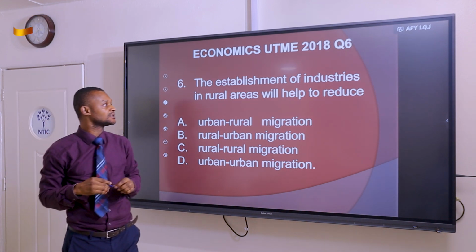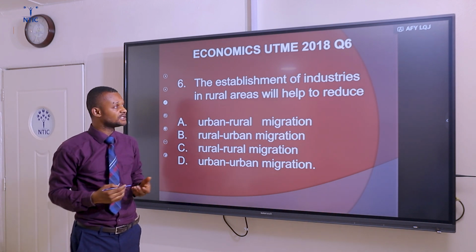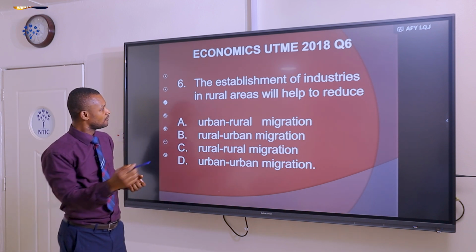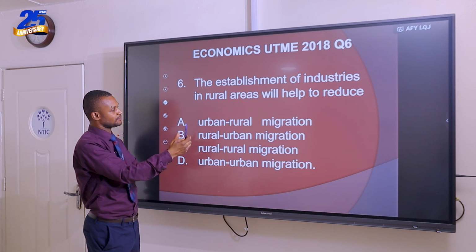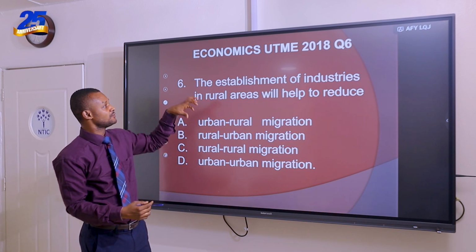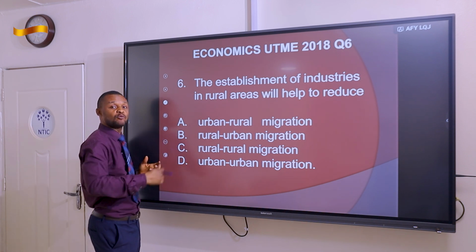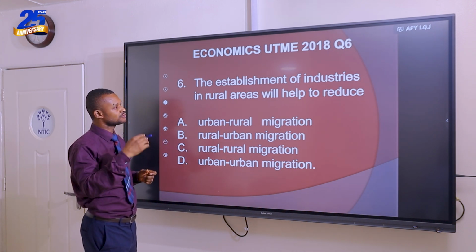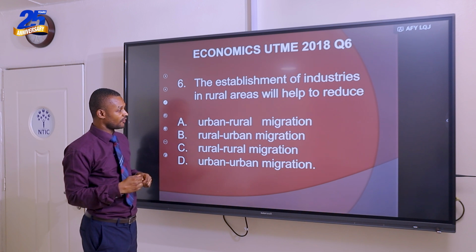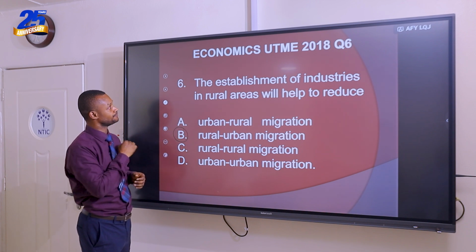Question 6. The establishment of industries in rural areas will help to reduce. Rural areas, we are talking about villages, suburbs. Now, this is urban-rural; urban-rural means people moving from town to the villages. This is impossible, because when you establish industries in villages, it will reduce people moving to the town. So it will reduce rural-urban migration. Rural-urban migration means people moving to town for greener pasture. So establishing industry in rural areas will reduce this. So the answer to that is B.